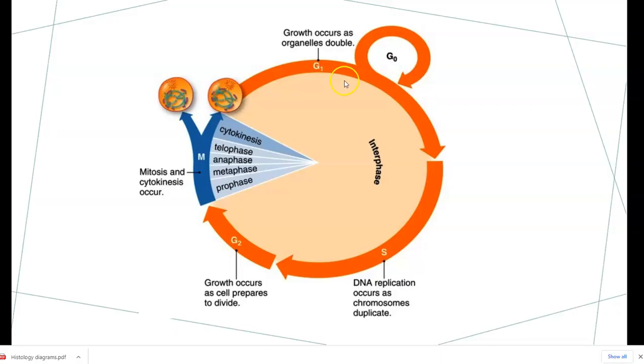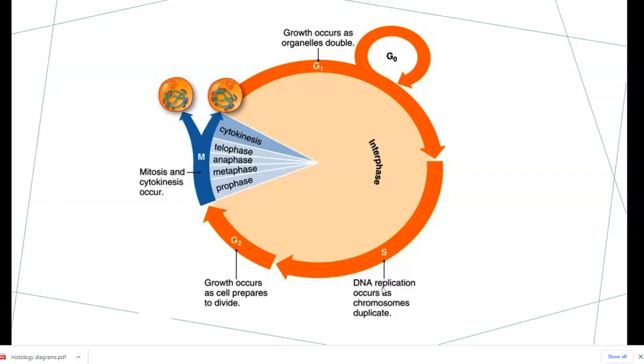Okay, so after gap 1 that lasts 8 or more hours, we have S. And S stands for synthesis, specifically DNA synthesis. So we're going to have DNA replication that occurs during the S phase. And this is in preparation for mitosis. So in mitosis, the nucleus of the cell is going to divide, and the chromosome number has to remain the same. So the chromosome number of the daughter cells is going to be exactly the same as the chromosome number of the original cell. So in order for that to occur, DNA replication has to take place.